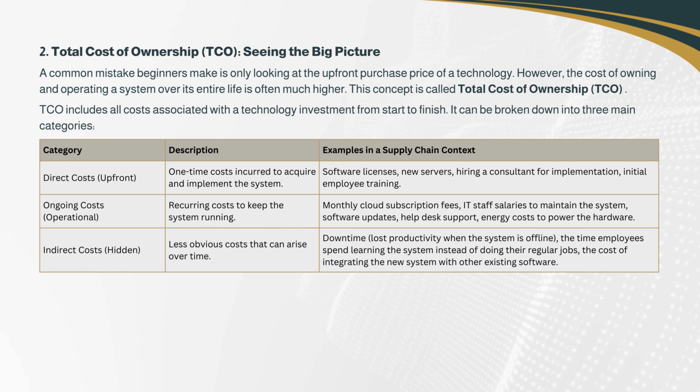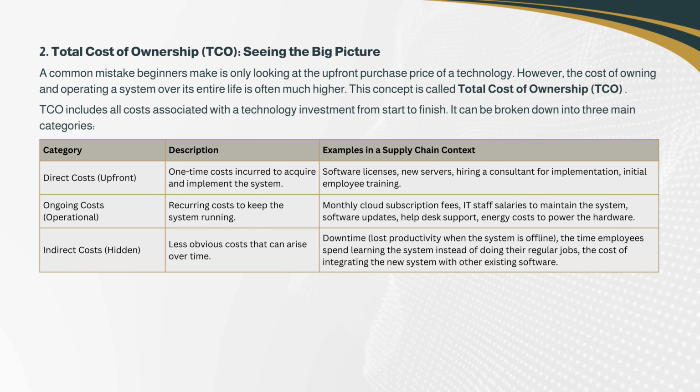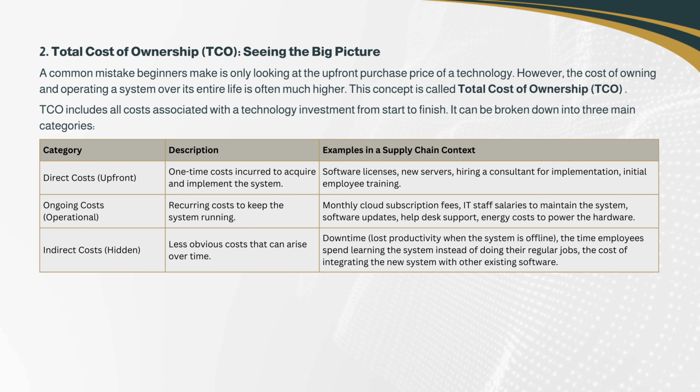Category: ongoing costs, operational. Description: recurring costs to keep the system running. Examples in a supply chain context: monthly cloud subscription fees, IT staff salaries to maintain the system, software updates, help desk support, energy costs to power the hardware.